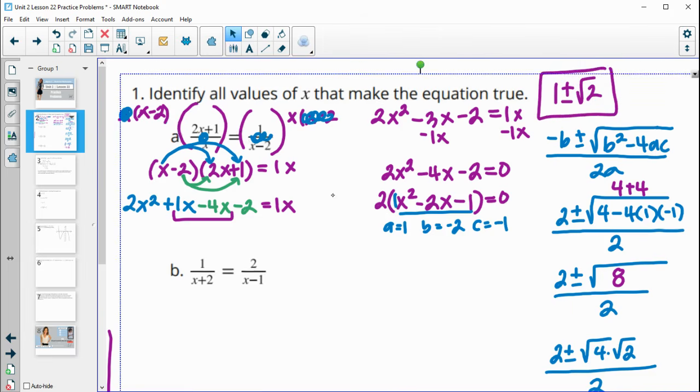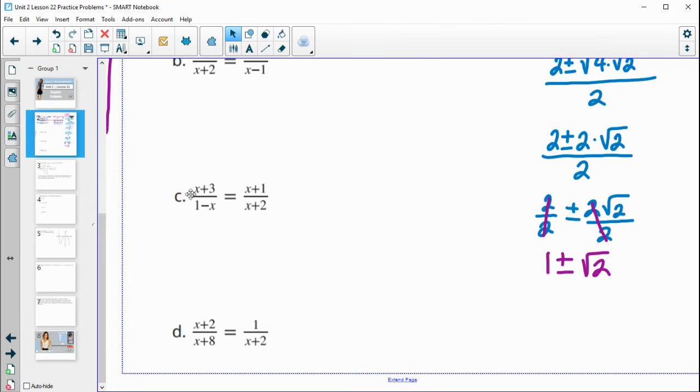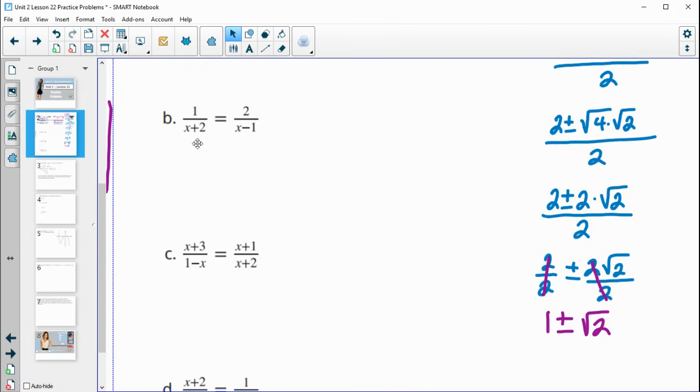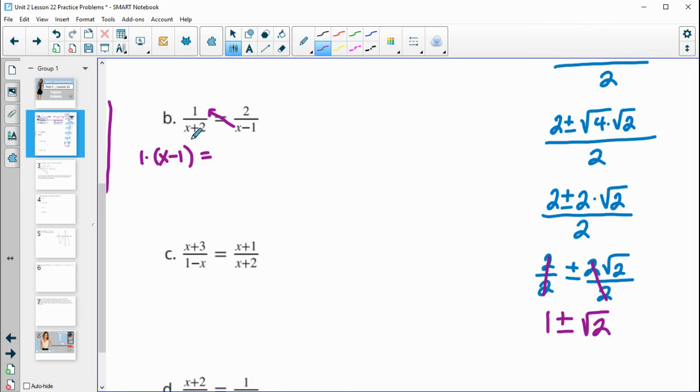Okay, then I'm just going to move this down so that we can get away from some of that. So this next one, we're just going to cross multiply again. So multiply this up to here. So we're going to have 1 times x minus 1 equals, then we're going to multiply the x plus 2 times this. So we'll have 2 times x plus 2. So this is just going to be x minus 1. And then we'll distribute this 2 in. So 2 times x is 2x, and 2 times 2 is 4.